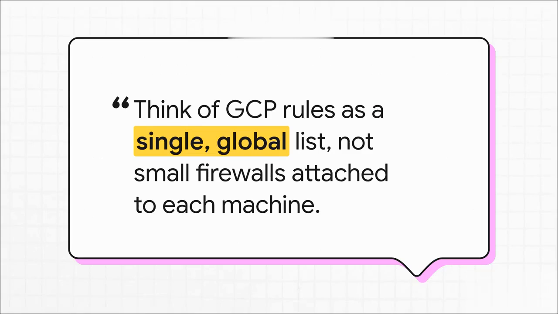You know, here's the best way to picture it. Stop thinking about lots of little individual firewalls that you bolt onto each machine. Instead, imagine one giant global firewall for your entire network. Your job is just to write rules on that one firewall and use tags to tell it which traffic is allowed to which groups of machines.